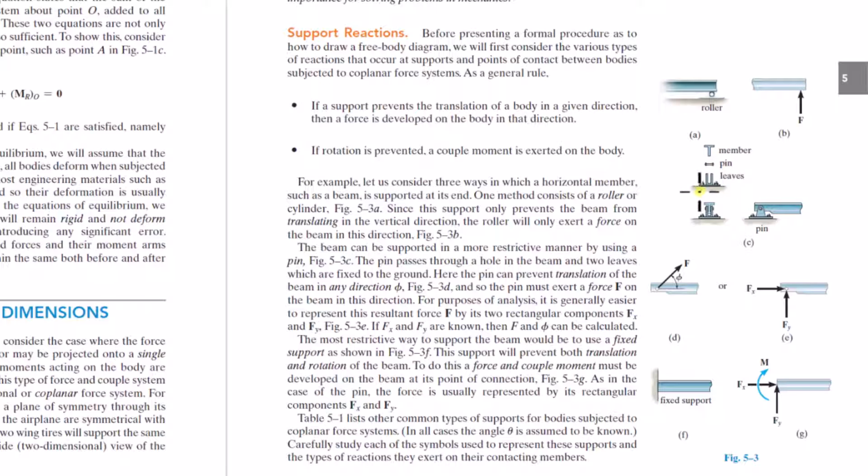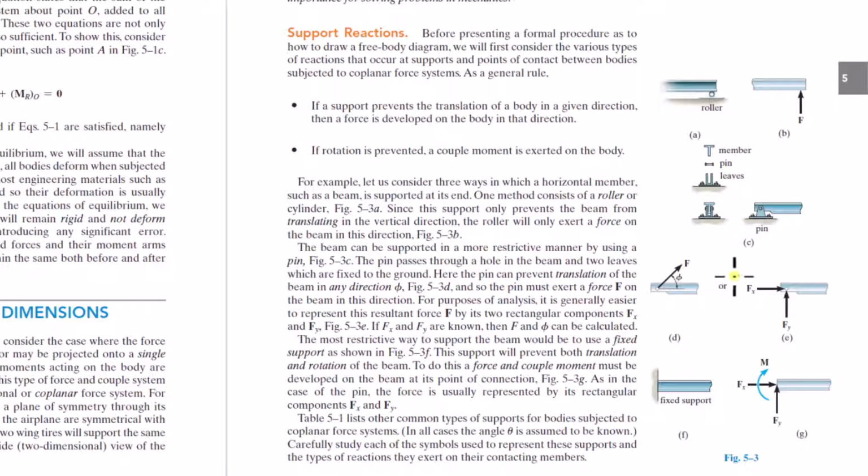What about a pin connection? What does a pin connection prevent? Well, here the beam can't move in this direction or this direction, but it doesn't prevent any rotation. That's the idea of a pin connection. A pin connection prevents translation in any direction, but it doesn't prevent rotation. That's the idea of a pin. So you can put a force at an angle or just an Fy, Fx.